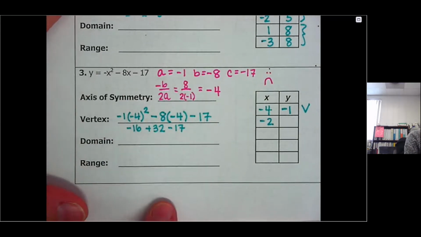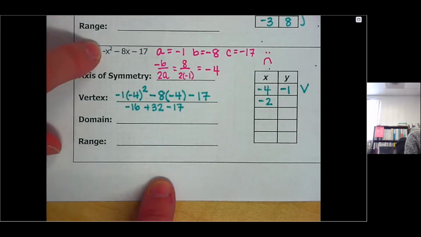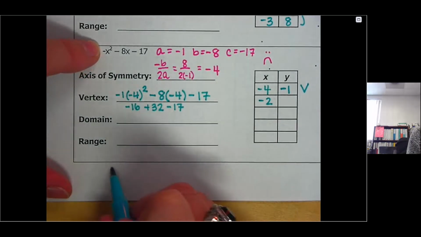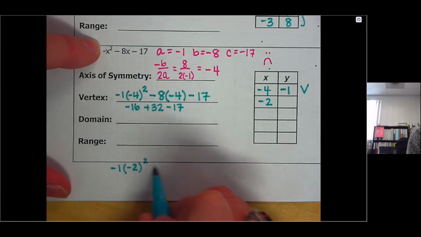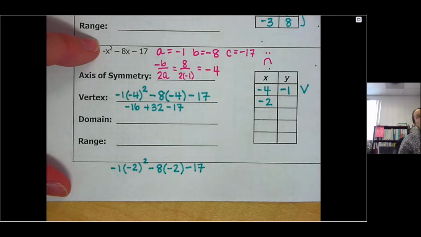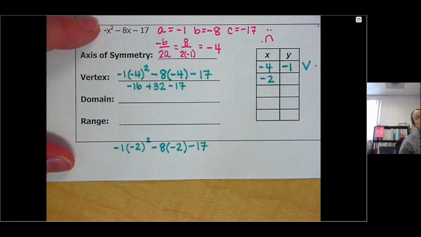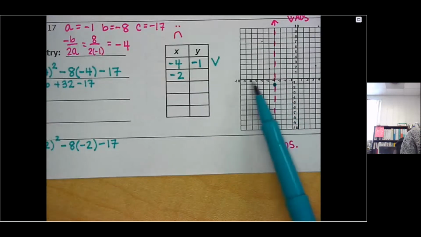I'm gonna do this work down here so that I don't mess up, okay? So if I'm plugging in -2, again, keep the -1 in front. And then -2 squared, -8 times -2, -17. Okay, so what should I do first? -2 squared, which gives you what? Four.